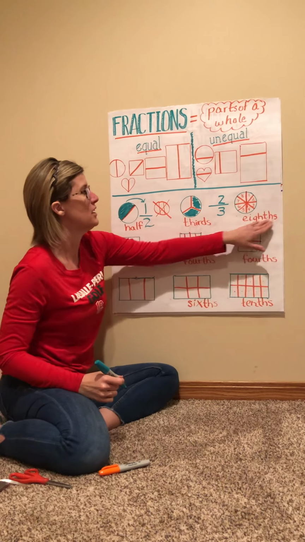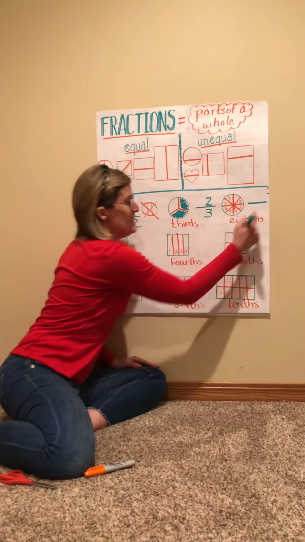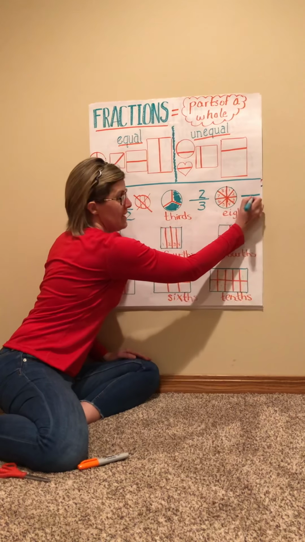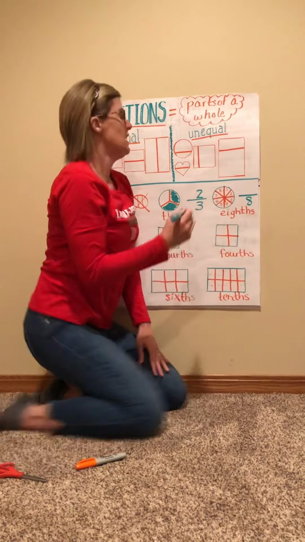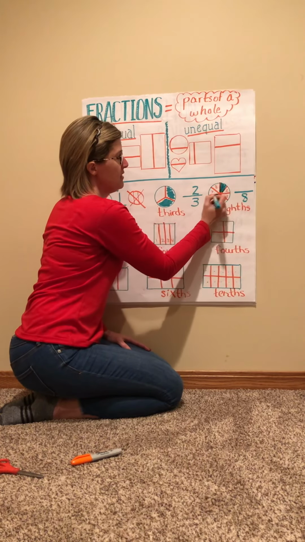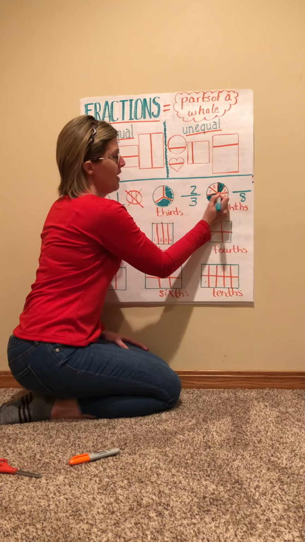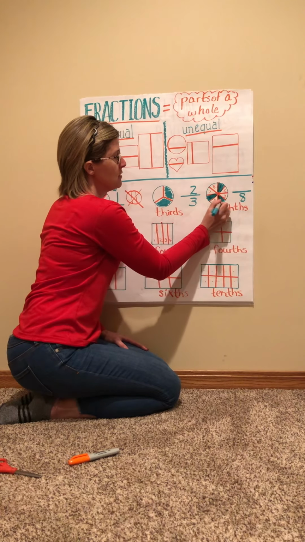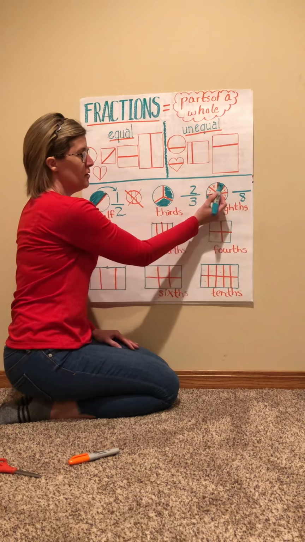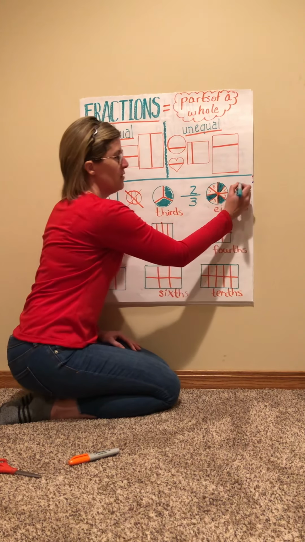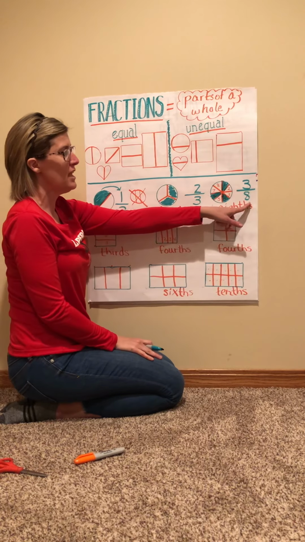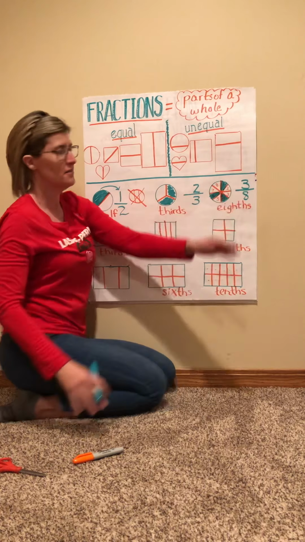Okay, let's move over to here. What would our denominator be on the bottom? How many pieces total? 8. You're correct. And now maybe I'll just color this piece, and this piece, and this piece. So let's count all the pieces that I colored. 1, 2, 3. So my numerator on top is 3, and the denominator is 8, and we say 3/8. Okay?